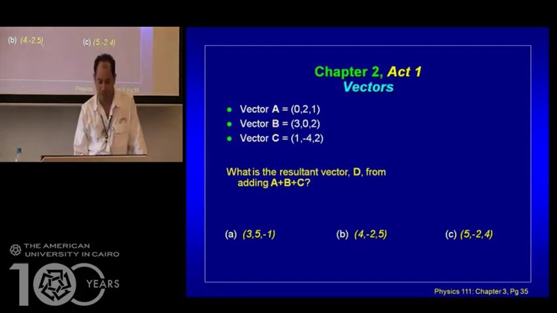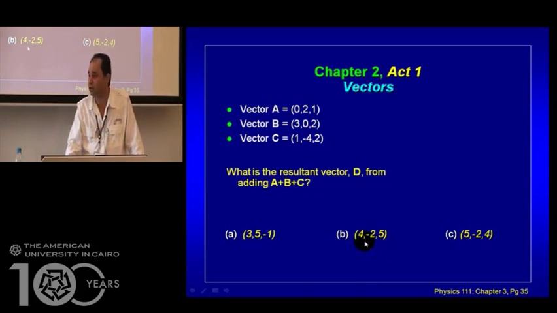So guys, you're saying B. Does anyone have any other solution? Do you think the solution can be something else, A or C? So you all agree. Simply we add 0 plus 3 plus 1, that's 4. 2 plus 0 plus minus 4, that's negative 2. And 1 plus 2 plus 2, that's 5. And this is the right answer. This is the addition of the three vectors.